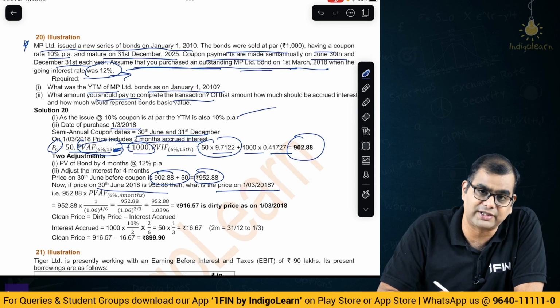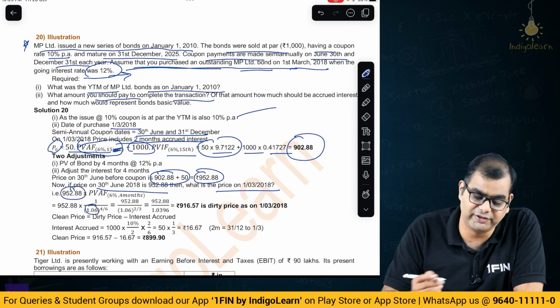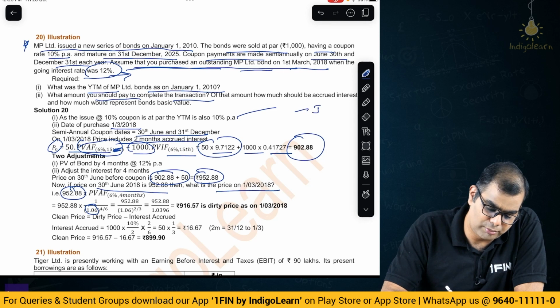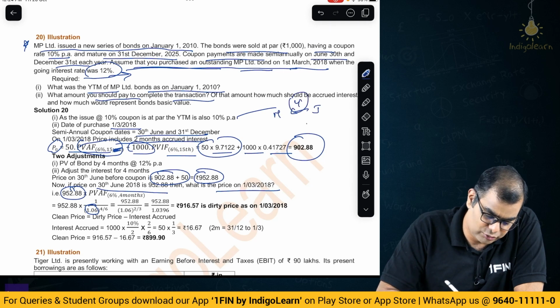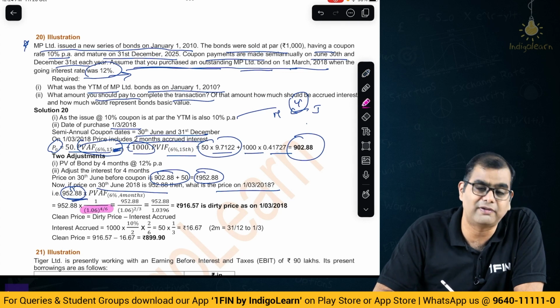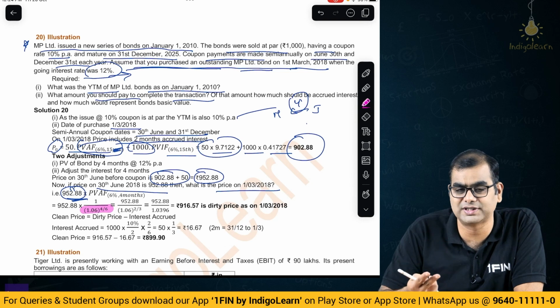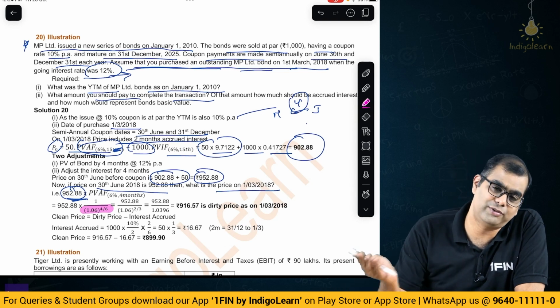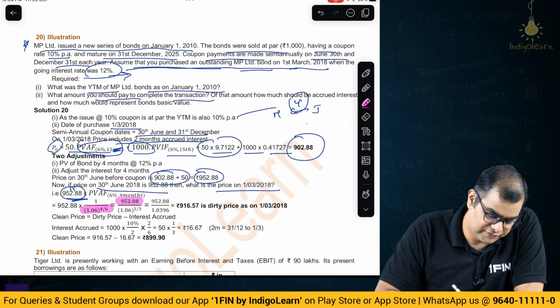What is the price on 1/3? So, you have to bring it forward. How will you bring it forward? You take the current yield. So, you have to move it from June to March, by 4 months. So, what you do is 952 into 1 by 1.06 power 4 by 6. Why 4 by 6? Because 2 months have elapsed, 4 months are left. So, you have to bring it back by 4 months. So, 952.88 by 1.06 power 2 by 3.